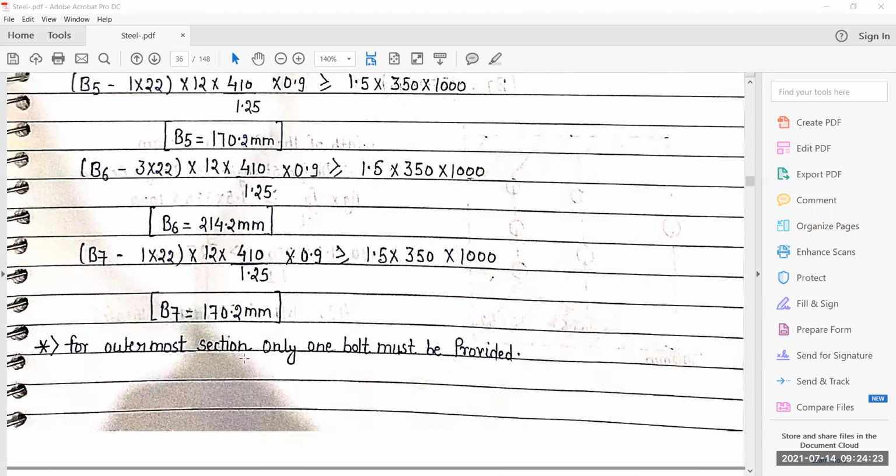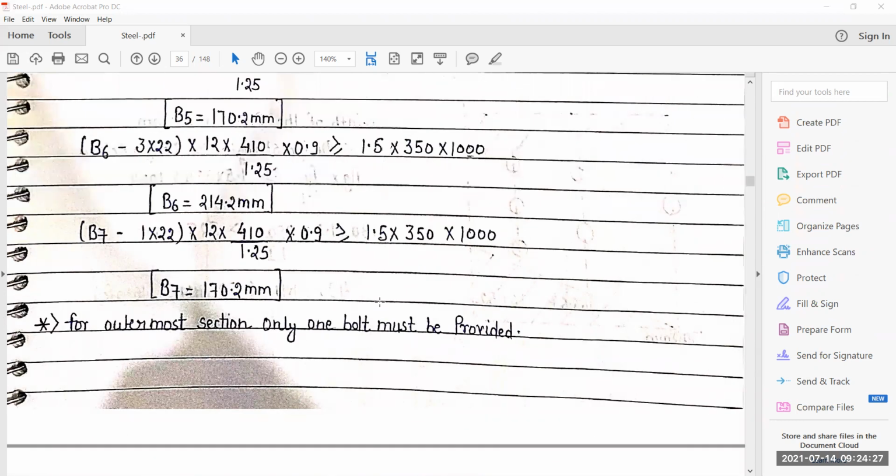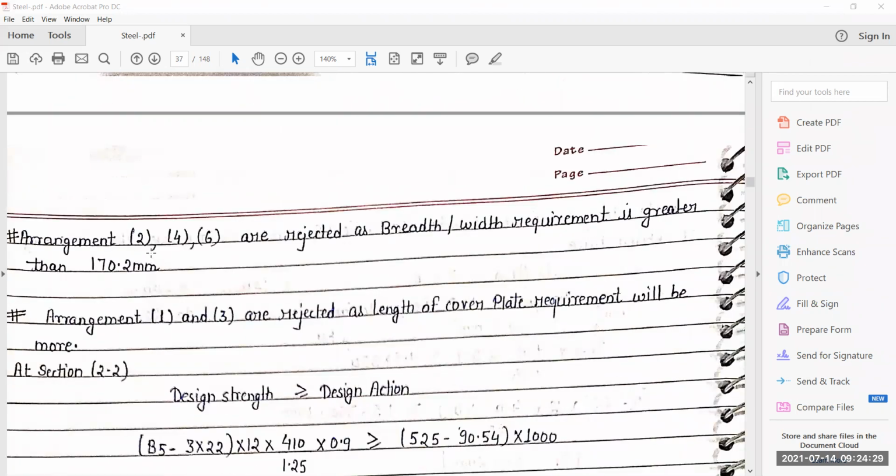So for almost every section, only one bolt must be provided. Okay. Then arrangements 2, 4, 6 are rejected as the width requirement is greater than 120.2 mm. Okay. Arrangements 1 and 3 are rejected as the length of cover plate required will be more.